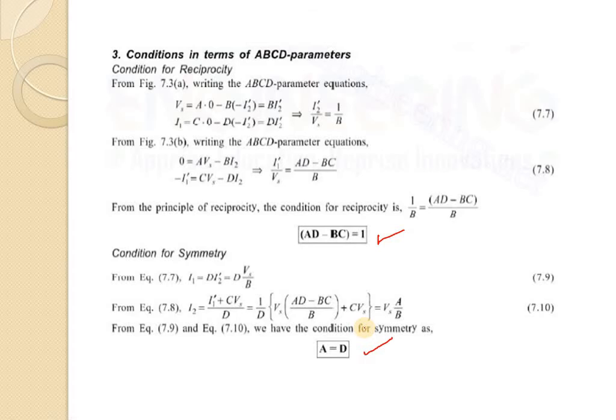For ABCD parameter, it is different. In case of ABCD parameter, the condition for reciprocity becomes AD minus BC equals to 1. And for condition for symmetry, it becomes A equals to D.